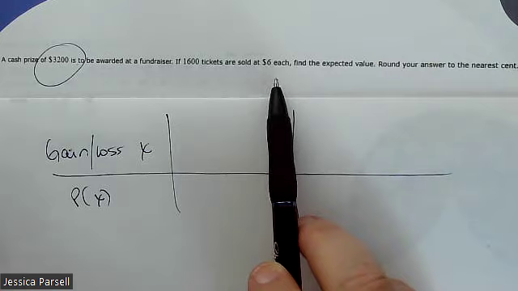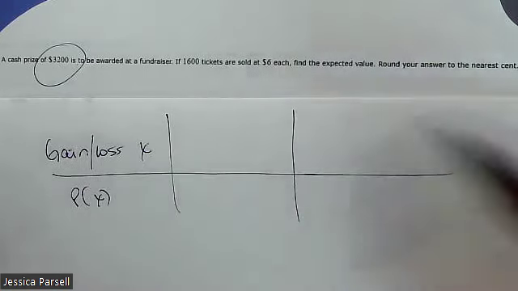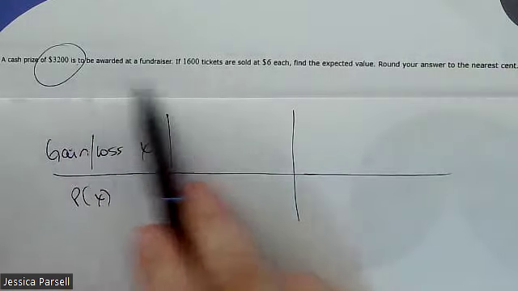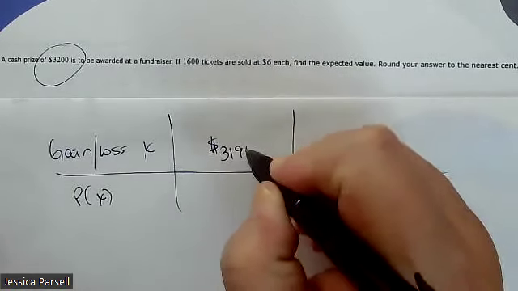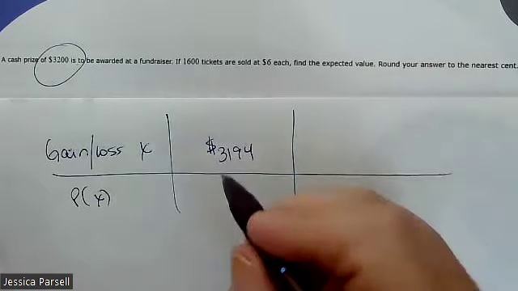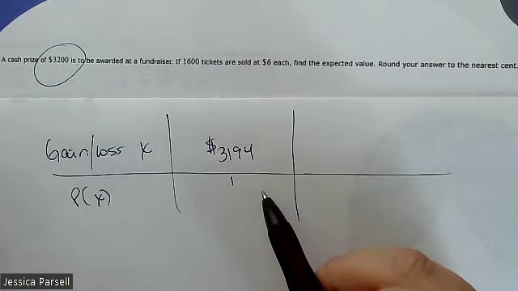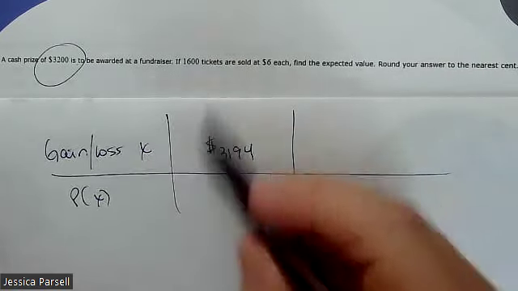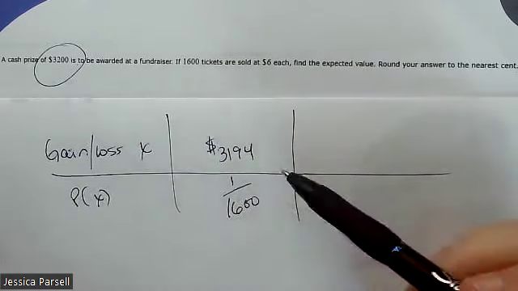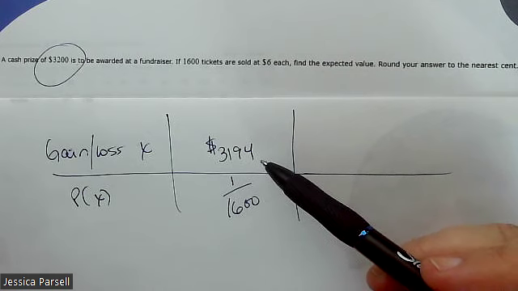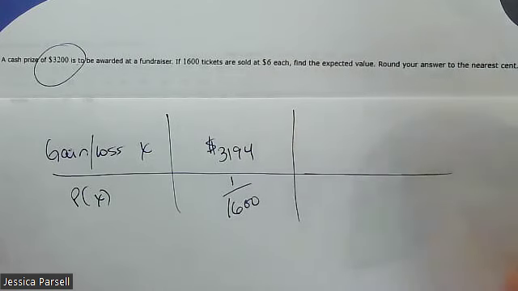But you had to pay $6 in order to be able to play that game. So 3,200 minus 6 would give us 3,194. That's what you could win. Now there's only one ticket that you could possibly be the winner out of 1,600. So if you won, you'd win $3,194. That's what you would win. You have a 1 out of 1,600 chance of winning.